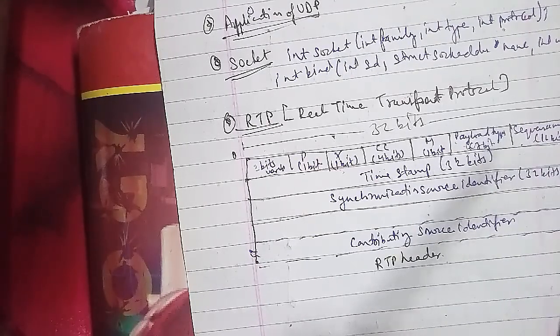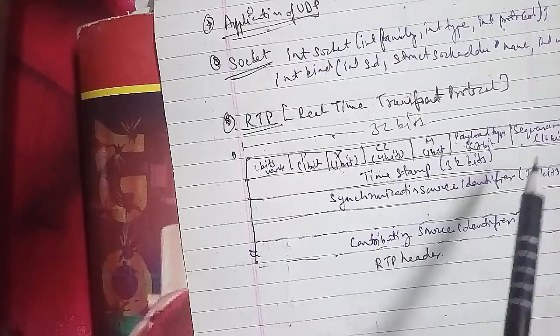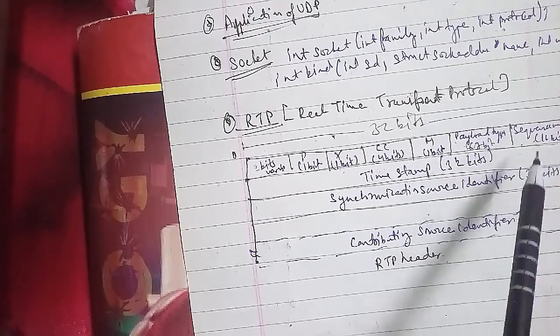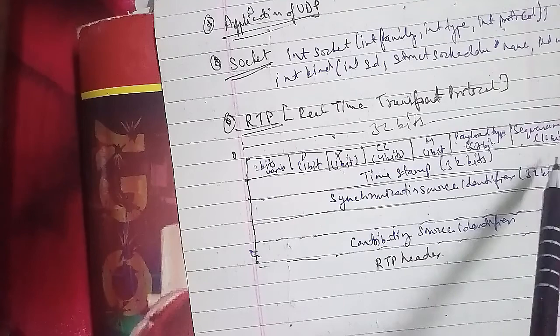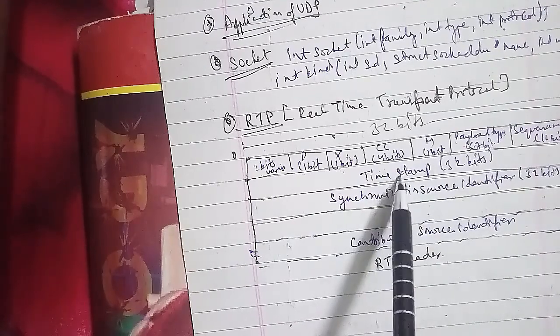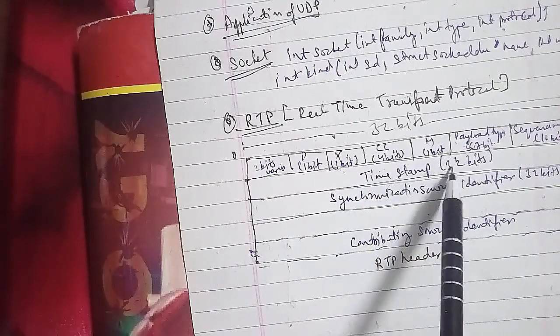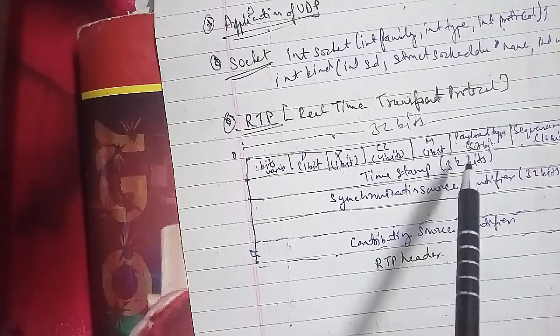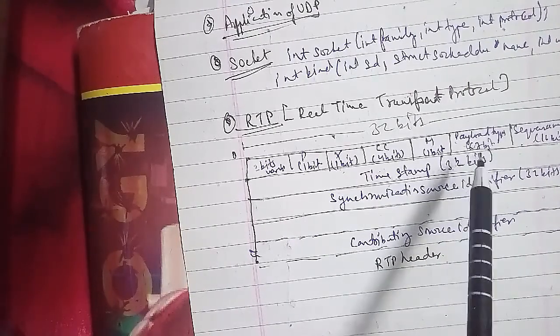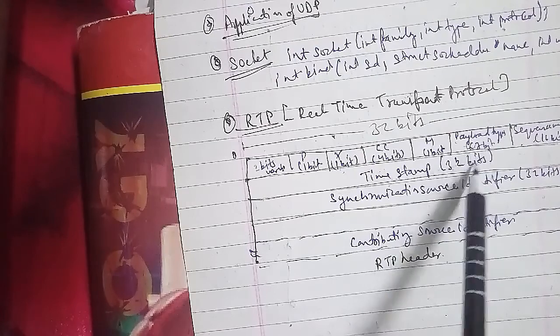The timestamp specifies the sampling instant of the first byte in the RTP data packet, and this value can help reduce jitter at the receiver by decoupling the playback from the packet arrival time. The initial value is selected at random. Next is the synchronization source identifier.